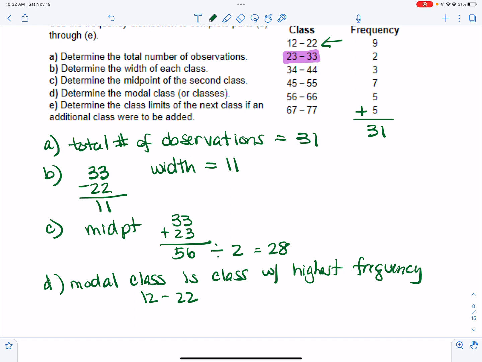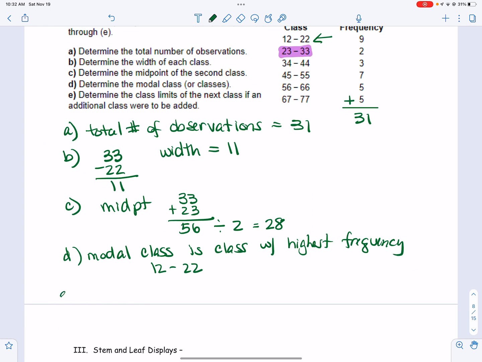Then determine the class limit of the next class if it was added. The last class ends on 77, so that means that it would start at 78, and then we know we would add 11 to 77, and it would end at 88.